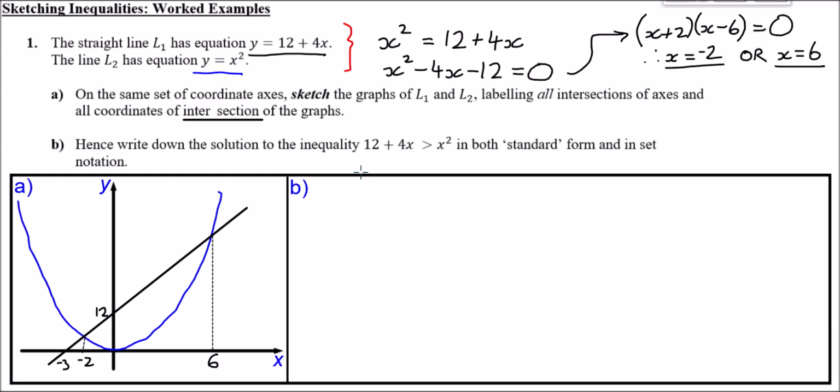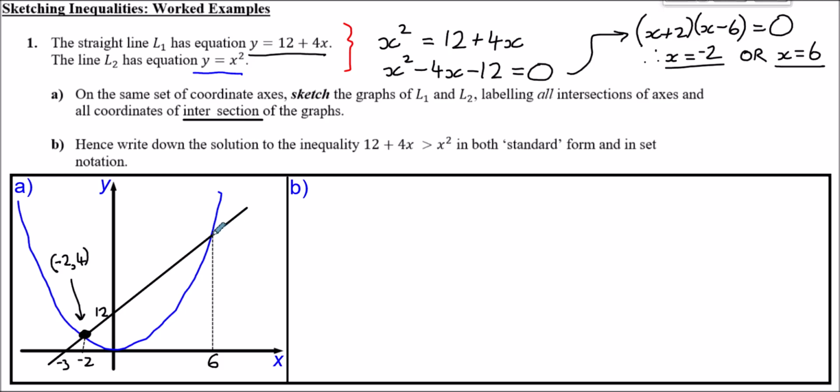Anyway, intersection. So anyway, we need the coordinates. And so when x is -2, what would y be? So let's just consider that now. When x is -2, y is going to be 12 plus 4 times -2, which is going to be 12 minus 8, which is going to be 4. And so this coordinate here is -2, 4.